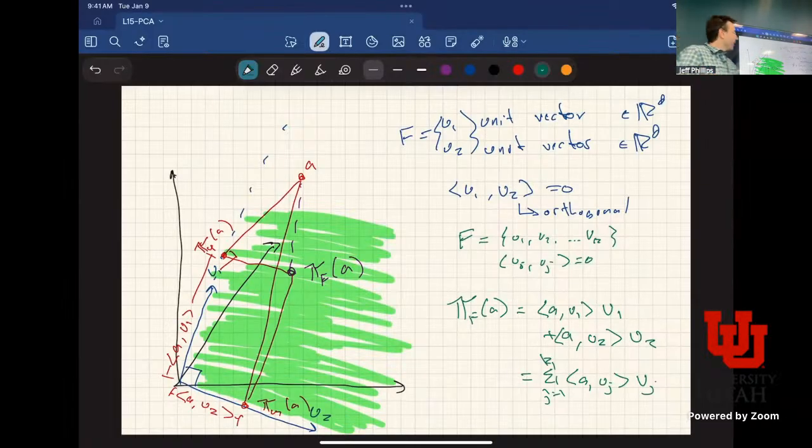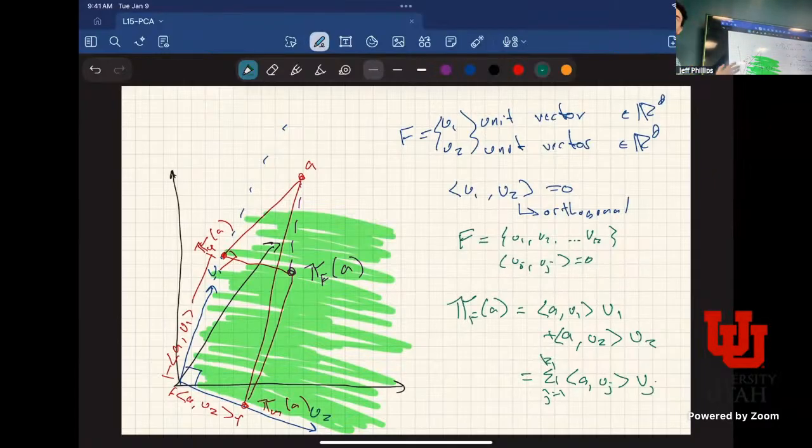Now it's important that both U1 and U2 are d-dimensional vectors, and the dot product of A with U1 is a scalar. So this is a scalar times a vector. It gets me back this vector, which lives right here. And this one is also a scalar times vector U2, which gives me this vector here. I can add together the vectors, and I get this pi of F of A, which gives me another vector here. So this lies in R^d. This also lies in R^d. I'm adding together k vectors instead of two vectors. This example has k equals 2.